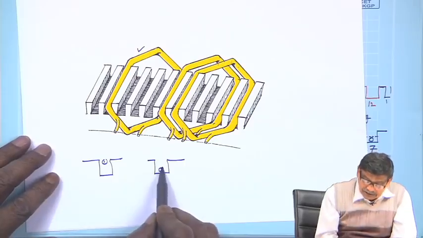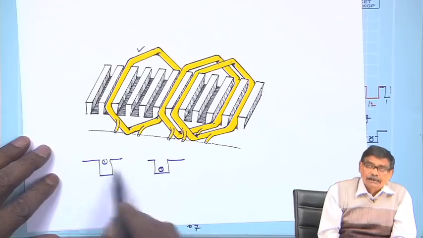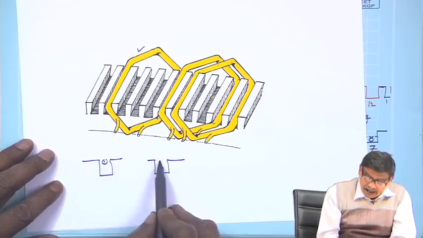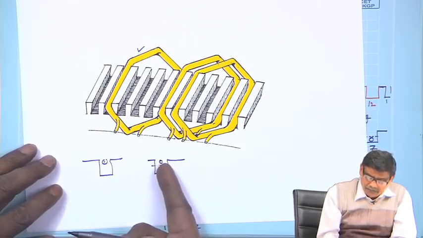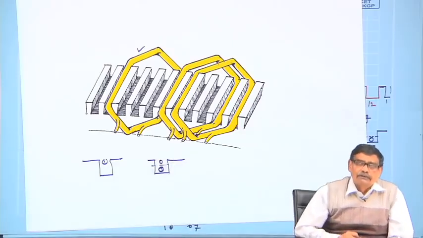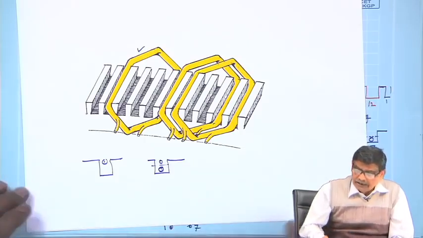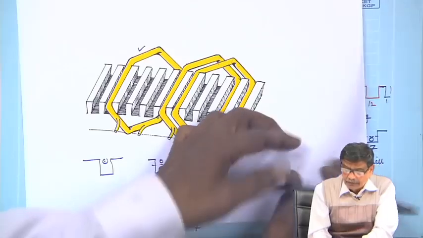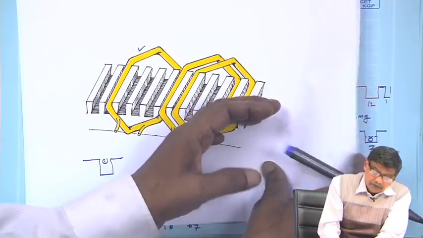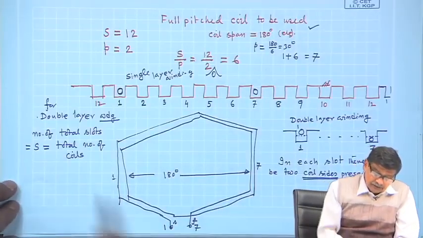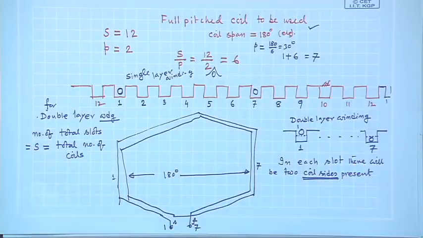And the other coil side which will occupy this upper deck space will obviously be a different coil with its own separate existence. So separate coils are used. In double layer winding, we note that the number of coils is equal to the total number of slots present.